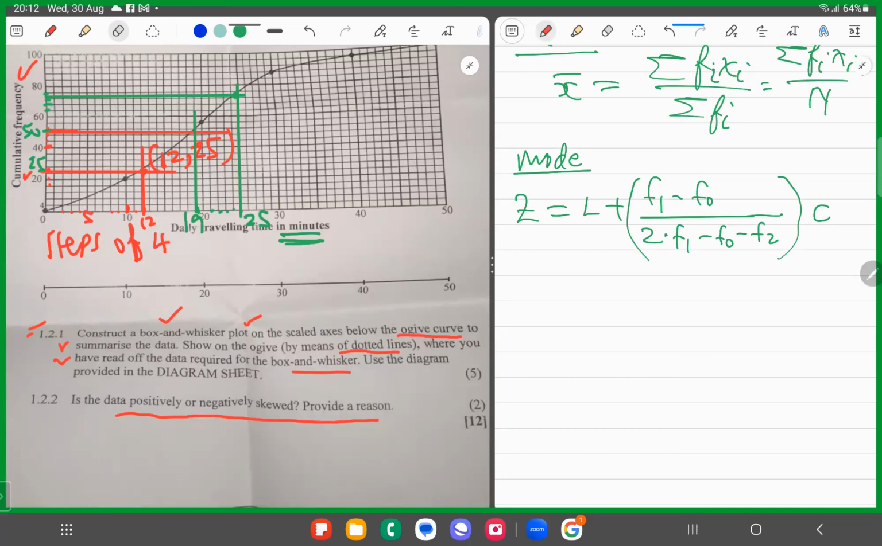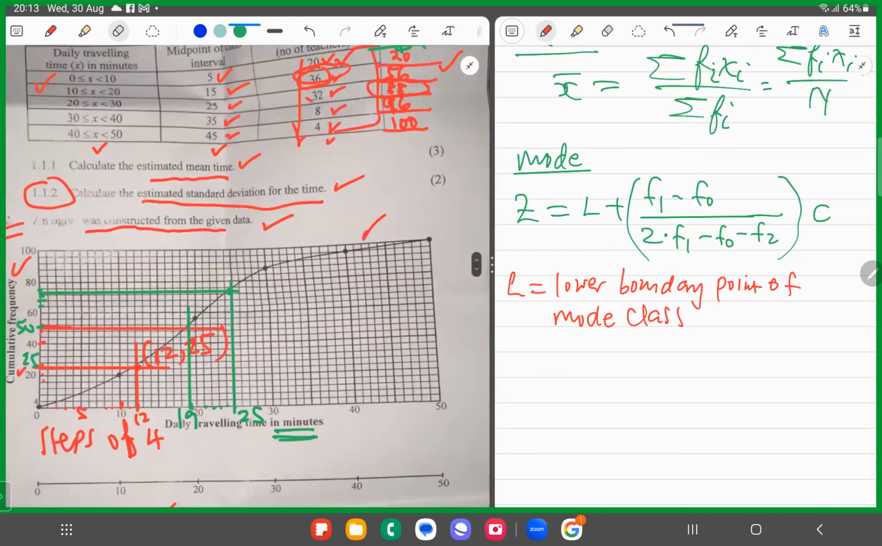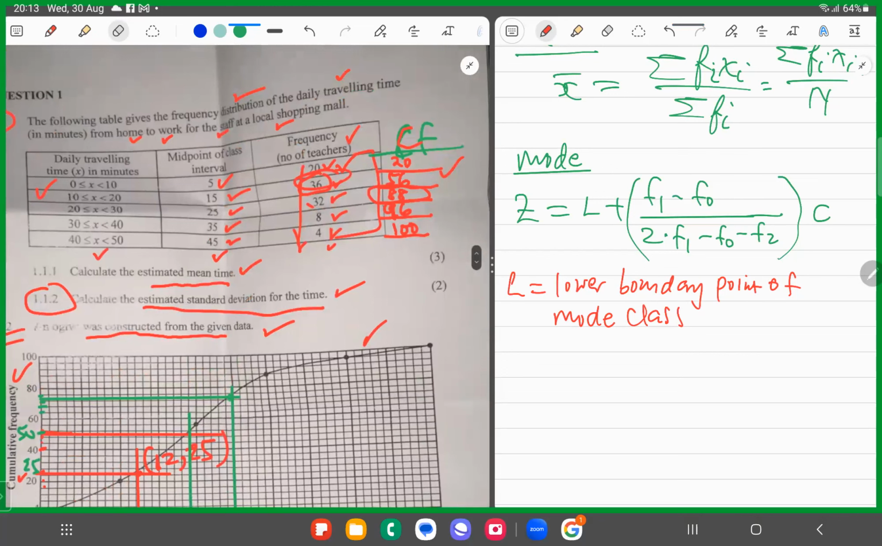L stands for the lower boundary point of the mode class. I'm going to find the mode in this question using this formula. They did not ask us, but we are practicing today.